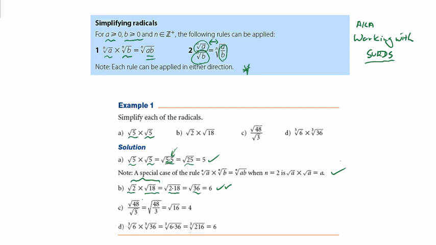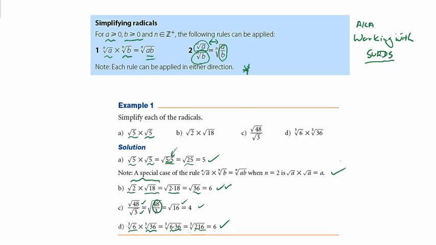So here we are, root 48 on root 3. Let's do the 48 on 3 first. We get 16, and the root of 16 is 4. So working with surds, are you getting the hang of it? The cube root of 6 by the cube root of 36. You can take the cube root of the whole thing. Cube root of 216 is 6.